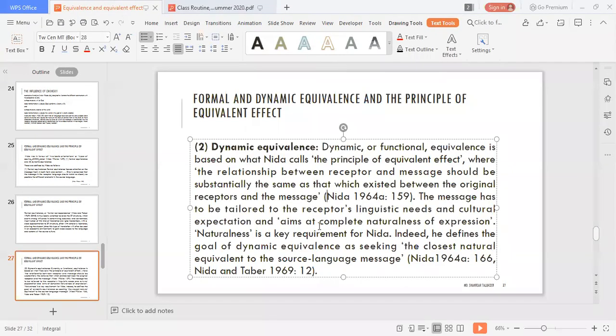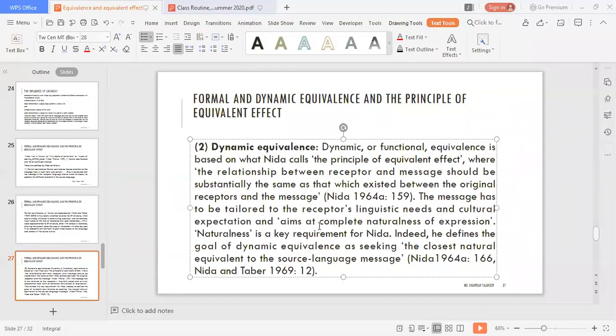Was it clear? In dynamic equivalence, we have to focus on the culture of the target language, for example Bangla, Bengali culture, Bangladeshi culture, and also our linguistic features or components, not the English one. But in formal equivalence, we have to focus on the English, and then we try to transmit that English features, English content, English form into Bangla.